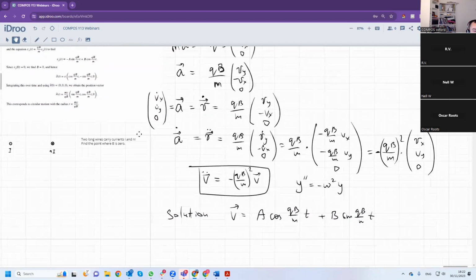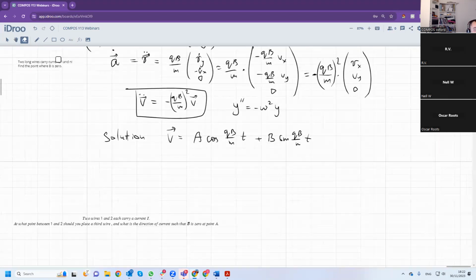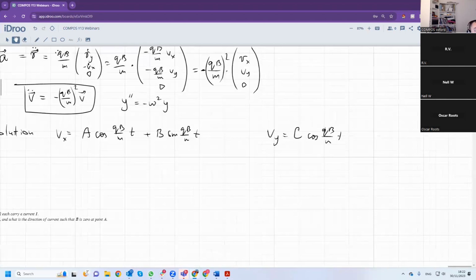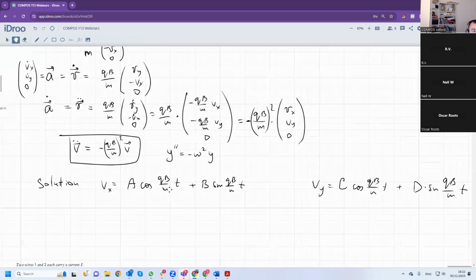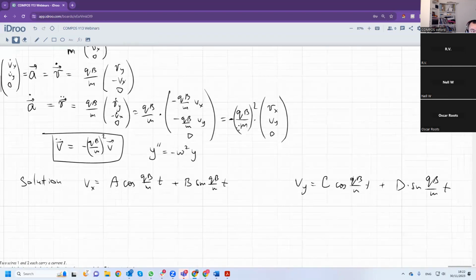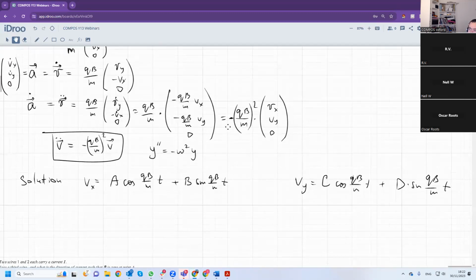And the same is true for vx, this is for vx, sorry. In a similar way we do vy. vy is going to be, let's use different coefficients, C cos(qB over m t) plus D multiplied by sin(qB over m t). So we found vx and vy because we can write out separate equations for vx and vy. I hope that makes sense.